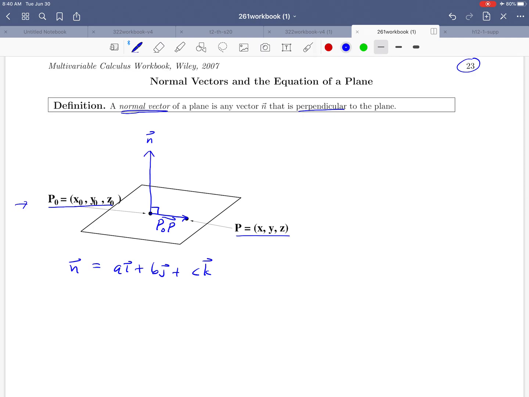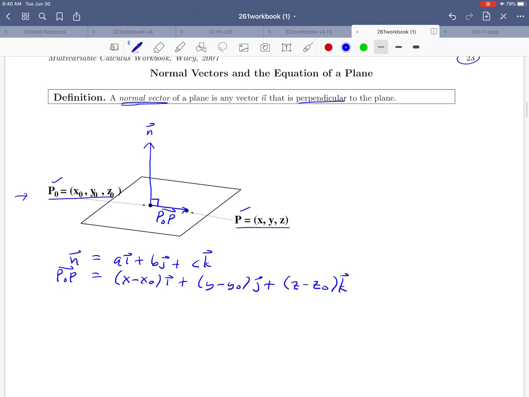Let's start by writing down the components of P naught P. That vector starts at P naught and ends at P, and so if we subtract the coordinates, we can get the components. So we're moving x minus x naught in the i direction, y minus y naught in the j direction, and z minus z naught in the k direction. That's describing the motion going from P naught to P.